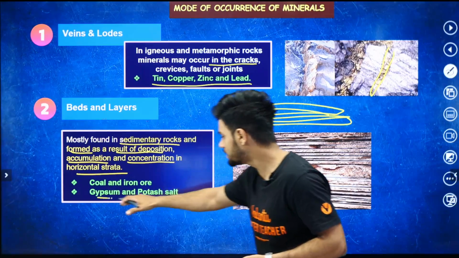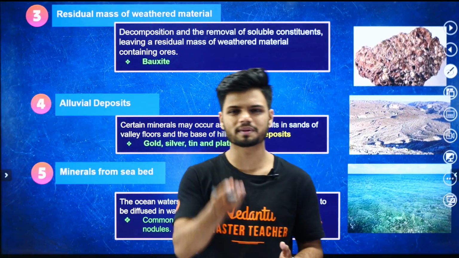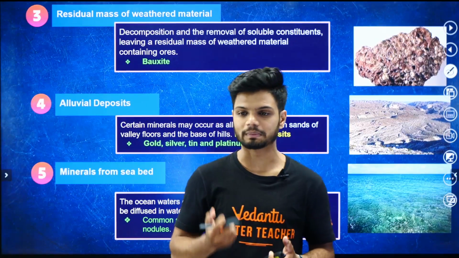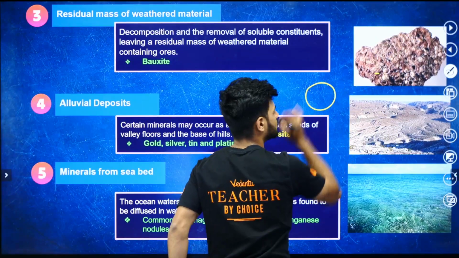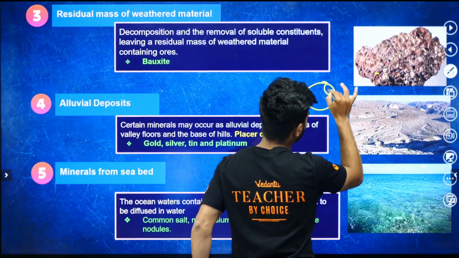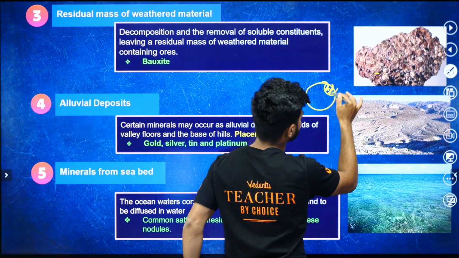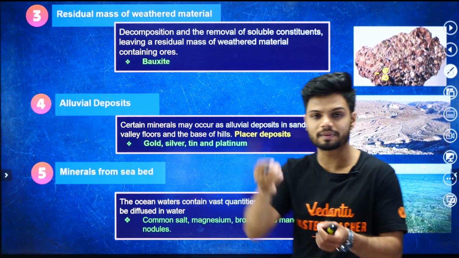And we have gypsum and potash salt also can be found here. Then we have residual. Residual means the leftover part of the weathered material. See, there will be a mineral, there will be a rock, there will be a small gap here. In this small gap, all the minerals will be added inside. Can you see the small gaps? In these small gaps, the residual minerals will be added.